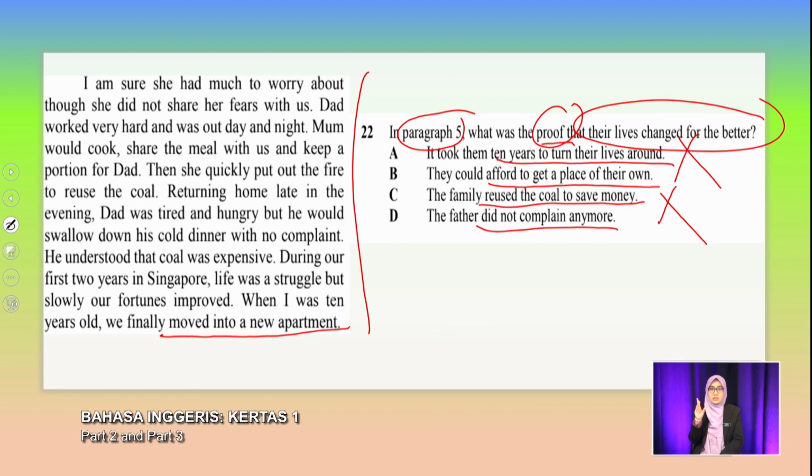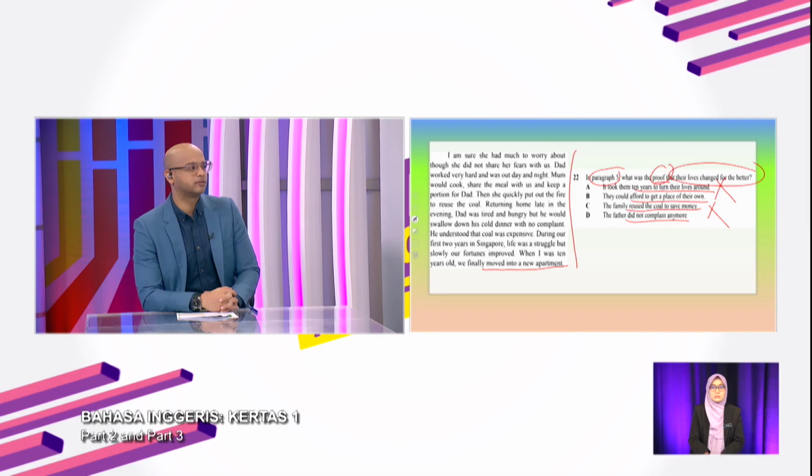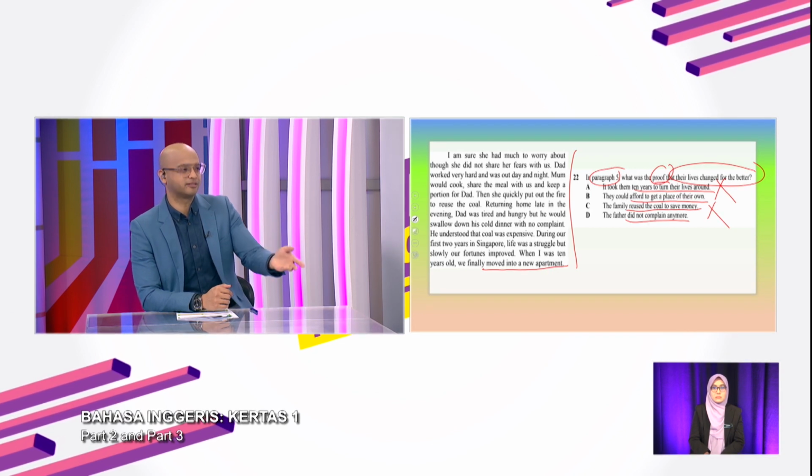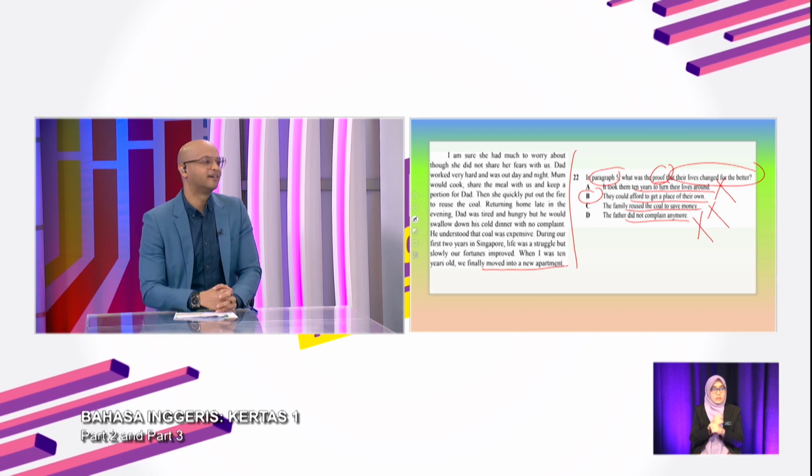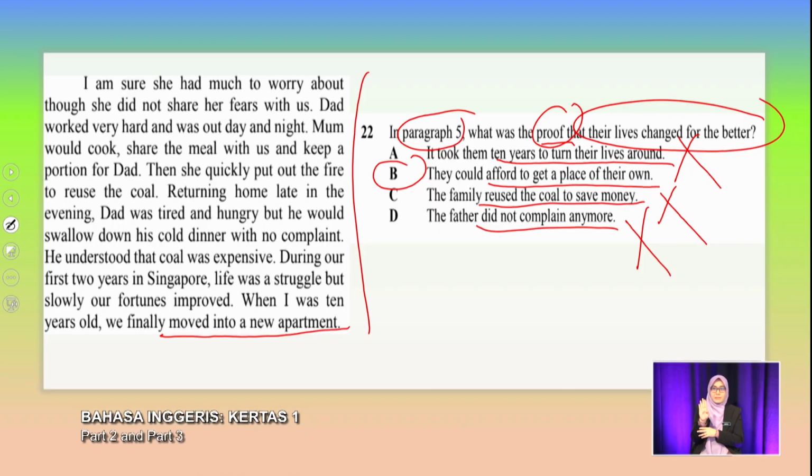Is there any evidence in the text that shows the father complained? Only the part where he swallowed down his cold dinner with no complaint, but it did not state whether he complained. No complaint, right? So this one is wrong. So the most suitable answer is B. Yeah, they finally moved into a new apartment. Yes, that's good. Thank you so much, Madam Eileen, for that.